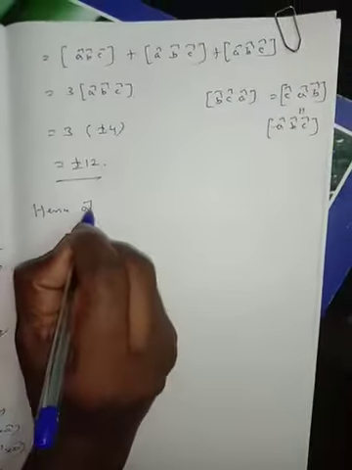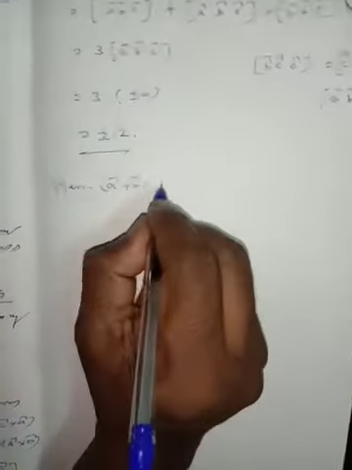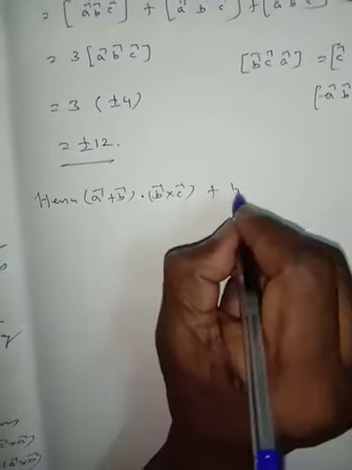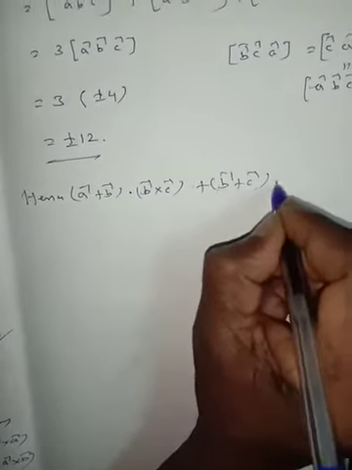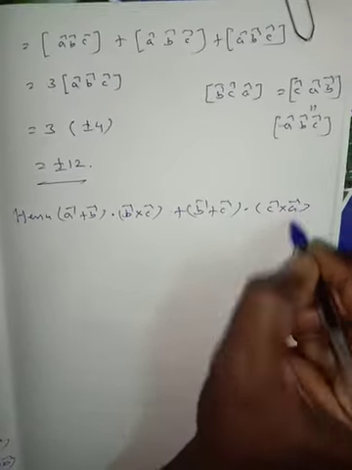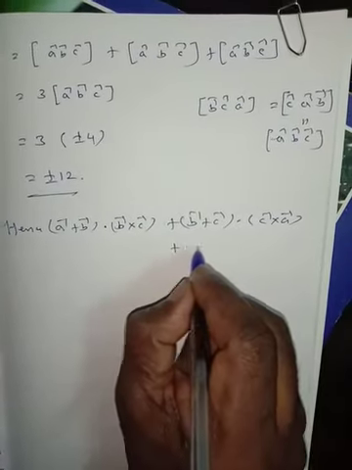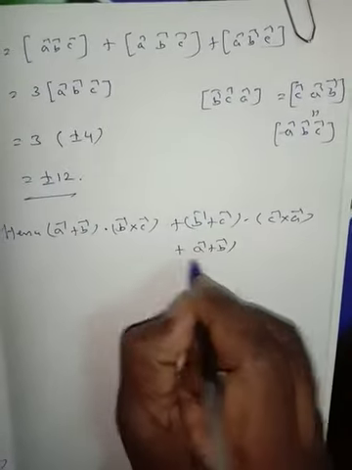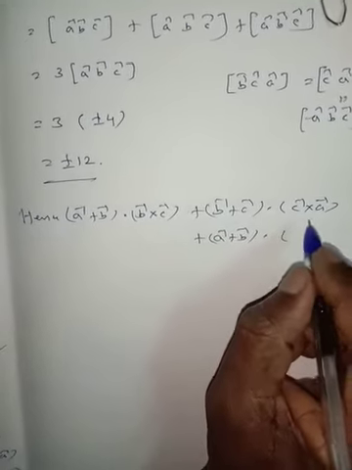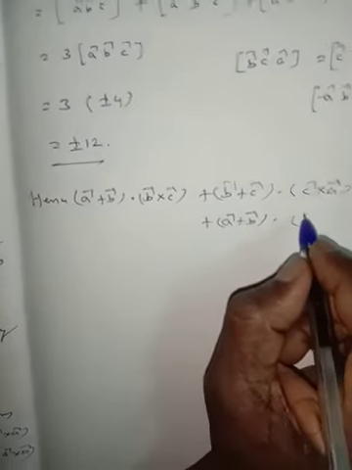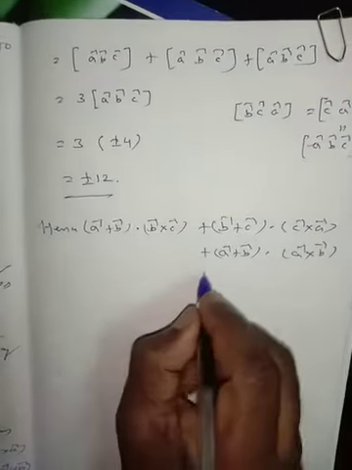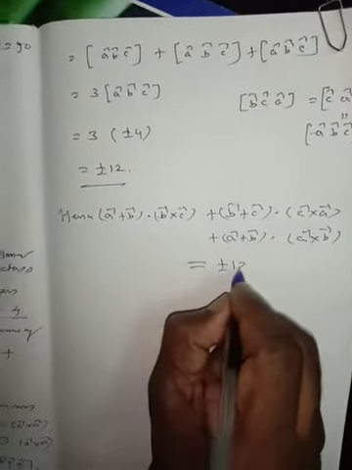Okay, hence A vector plus B vector dot product of B cross C plus B vector plus C vector dot product of C cross A plus A vector plus B vector dot product of B cross C dot product of A cross B. A vector cross B vector is equal to plus or minus 12 is answer.